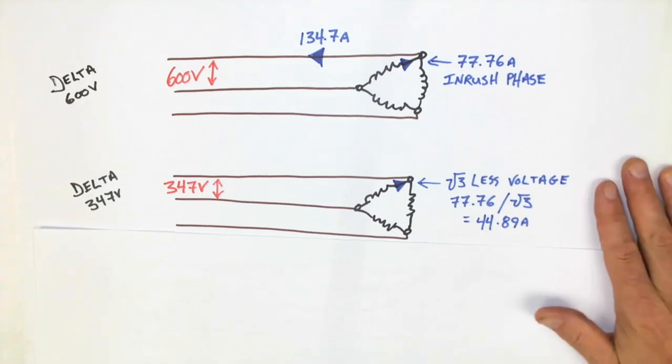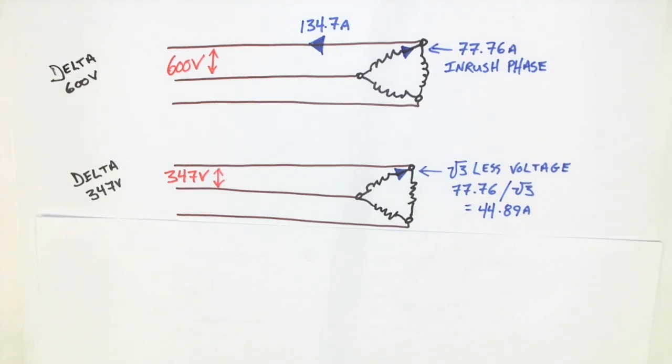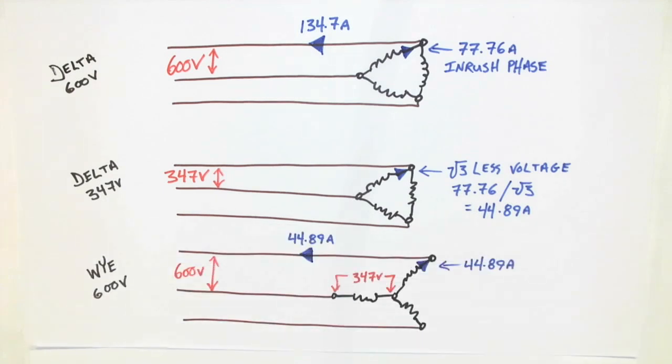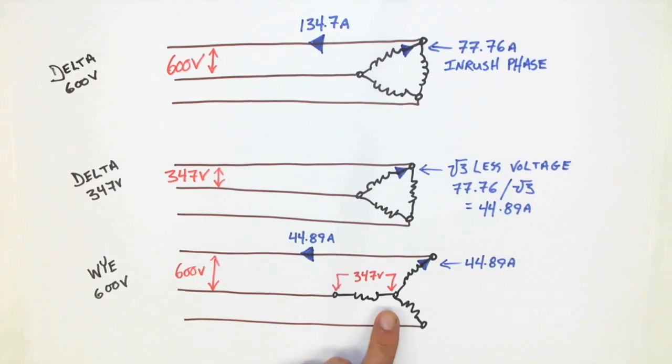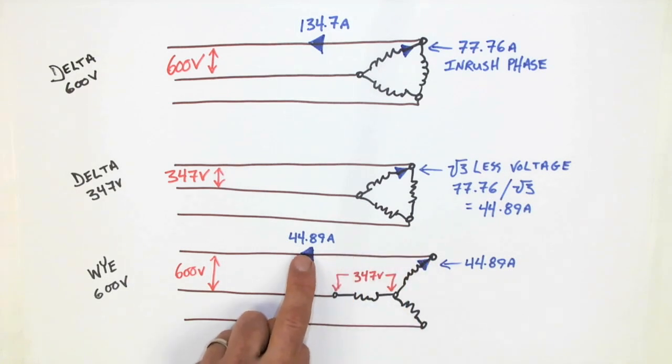Now here's the final image, and this is what sort of connects it all together. What if instead of a 347 volt delta system, we had again a 600 volt, but notice we've connected the windings in Y. Now each winding has that 347 volts and 44.89 amp phase. But notice it is now also the line current because we have it connected in Y.